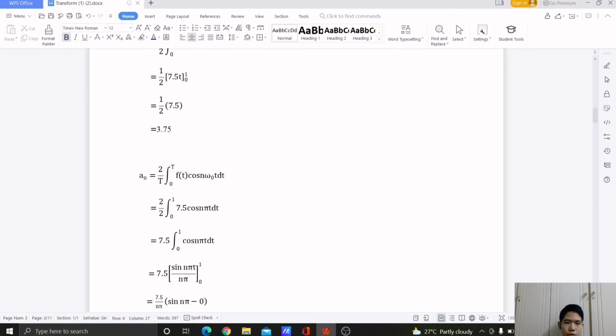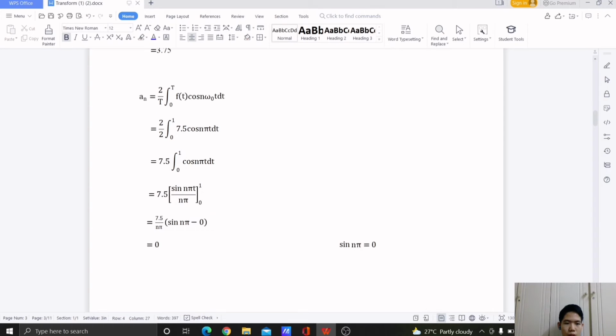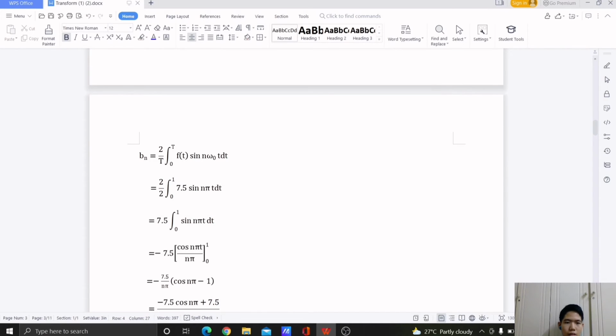Then we find an, equal to 2 over T, integrate from 0 to T f(t) cos n omega naught t dt. So it becomes 2 over 2, integrate from 0 to 1, 7.5 cos n pi t dt, and the final answer becomes 7.5 over n pi bracket sin n pi minus 0. Since sin n pi equal to 0, the final answer for an will become 0.